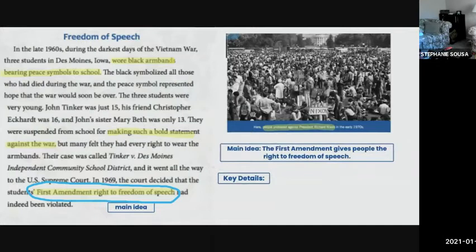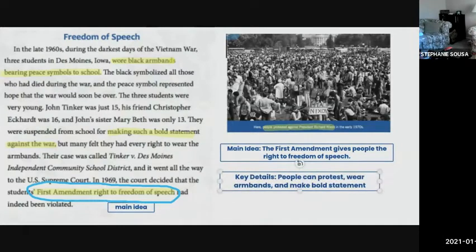Then my key details are going to be ways that people can show and use their First Amendment, ways that they show their right to freedom of speech. So I'm going to put that people can protest, wear armbands, and make bold statements or things that they believe. Bold statements for things they believe.